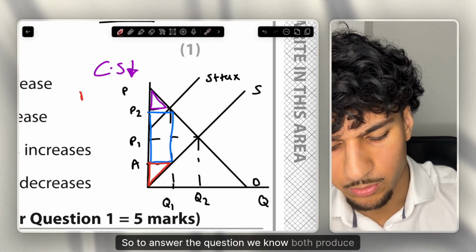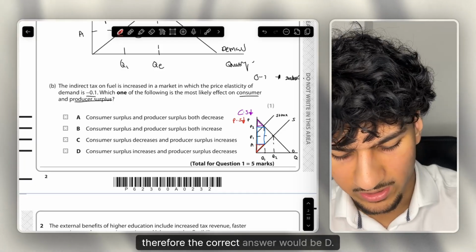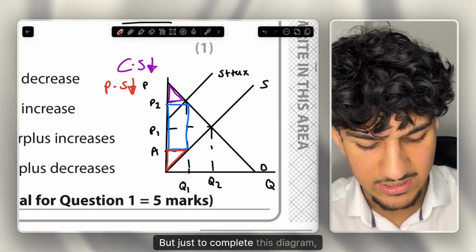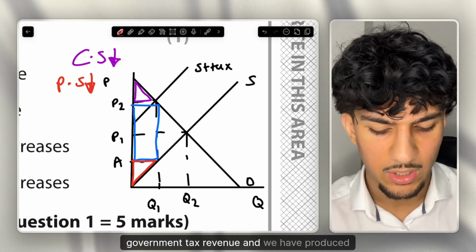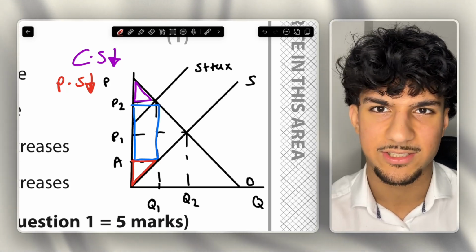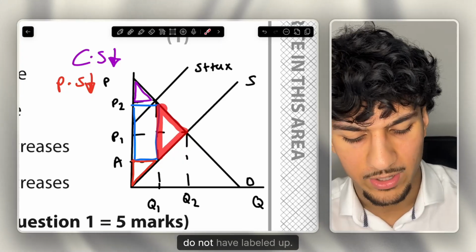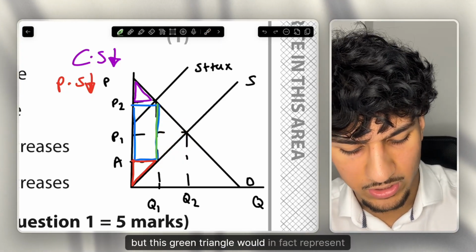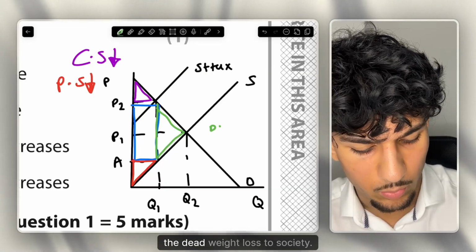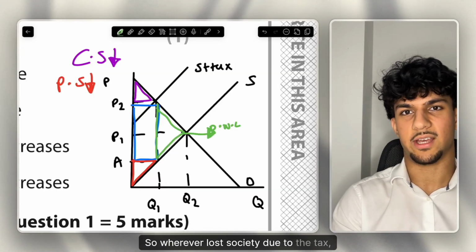So to answer the question, we know both producer surplus and consumer surplus are decreasing, therefore the correct answer would be D. But just to complete this diagram, now we have consumer surplus, government tax revenue, and producer surplus labelled up. But we have this little triangle here that we do not have labelled up. What does that represent? I'm sure some of you know this, but this green triangle would in fact represent the deadweight loss to society, so welfare loss to society due to the tax.